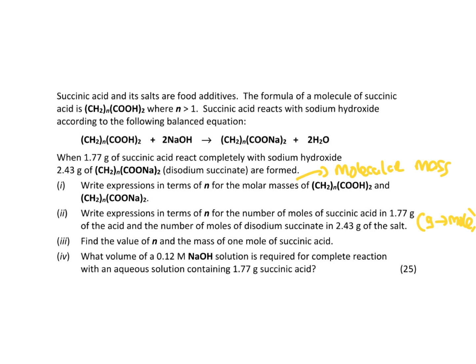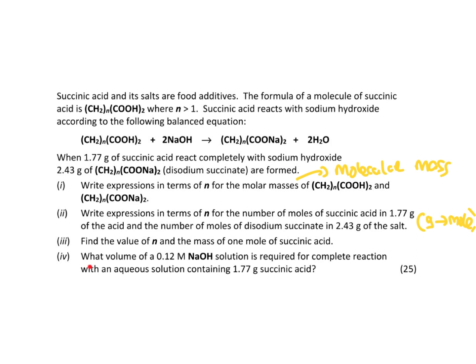Part 3 then asks you to find the value of N, the mass of 1 mole of succinic acid. So we're going to have to manipulate the content that we have from parts 1 and 2 to try and figure out part 3. That's the key thing with these questions. Usually you have to use answers from previous parts to move forward.